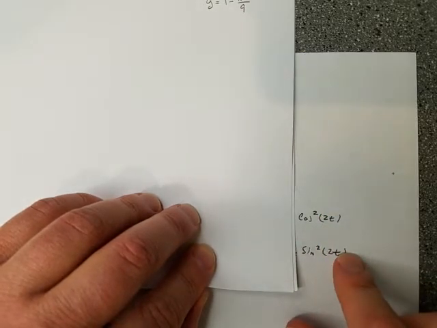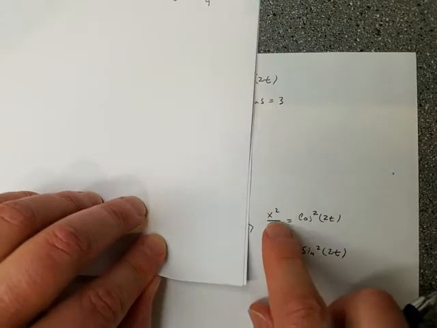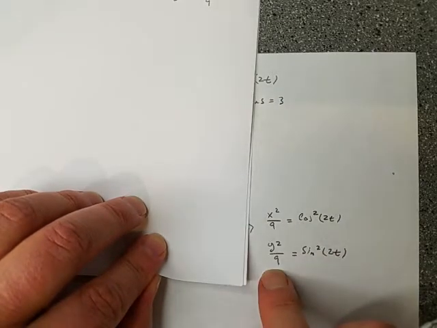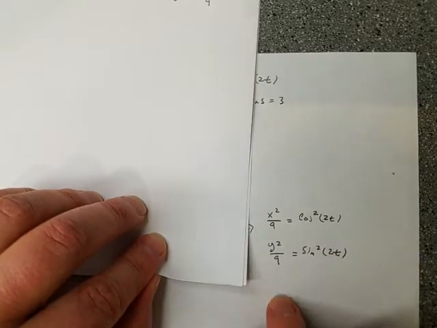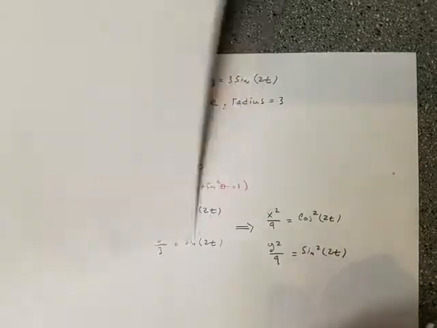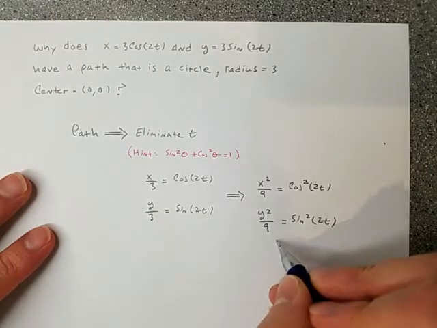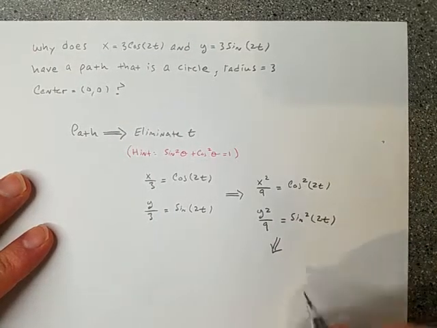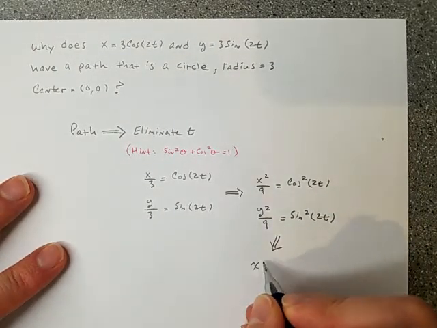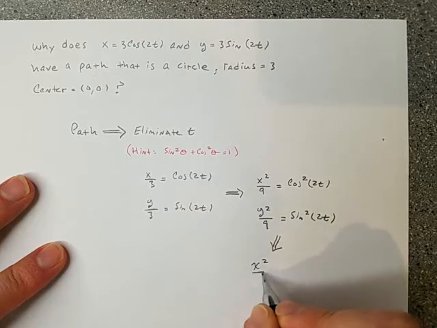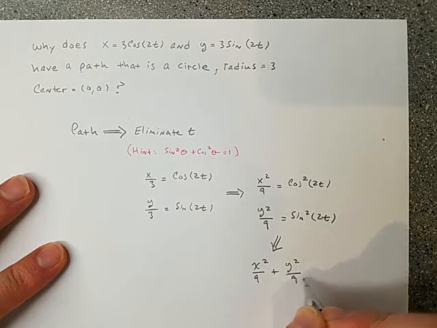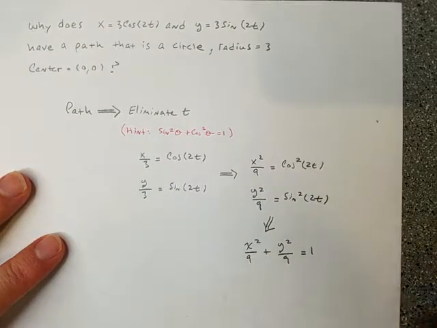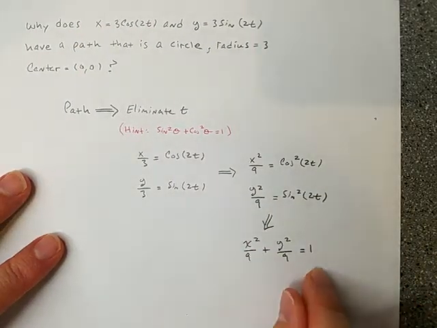If I take this plus this, I'll get 1. But they're linked over to this and this. If this plus this is 1, then this plus this is 1, because they're equal. All right, so then I'll get this. I'll say the path is x squared over 9 plus y squared over 9 equals 1. And we want to recognize this as a circle.